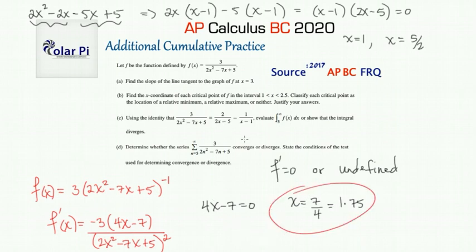And they say classified as a local min, local max, and whatnot. Okay, so for that part, all you need to do is draw a number line for f prime and test points on either side of this number line, right?